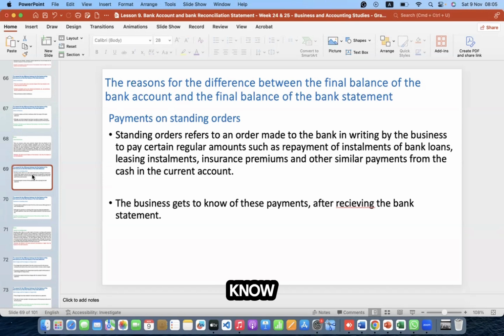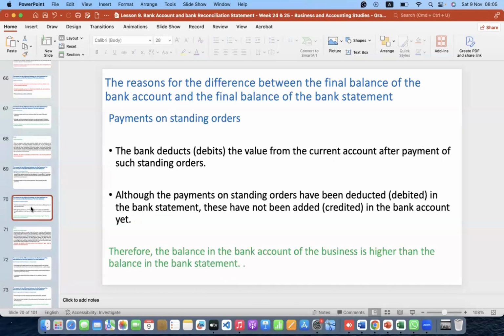The business get to know of these payments after receiving the bank statement. The bank deduct these values from the current account after payment of such standing orders. Okay. Although the payment on standing orders have been deducted or debited in the bank statement, these have not been added in the bank account yet.